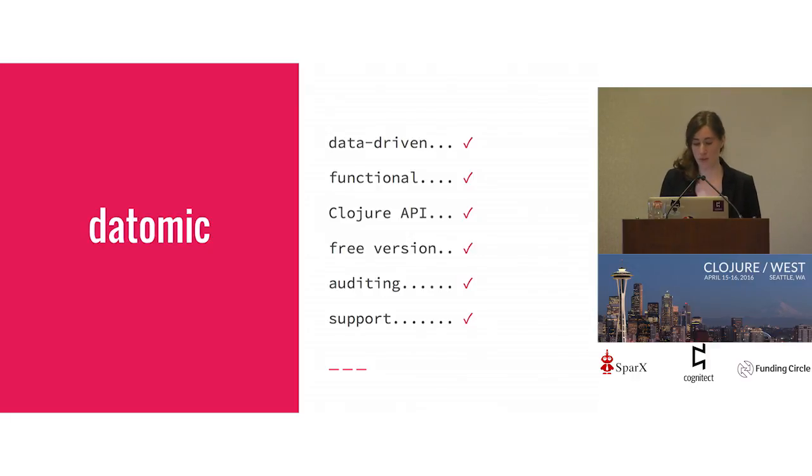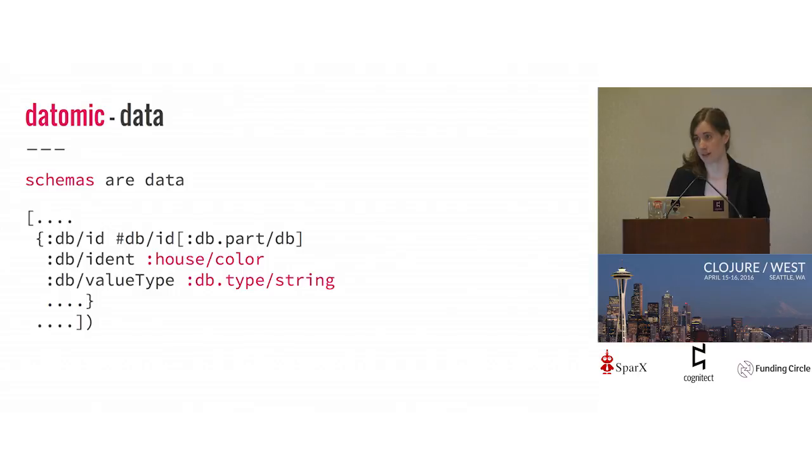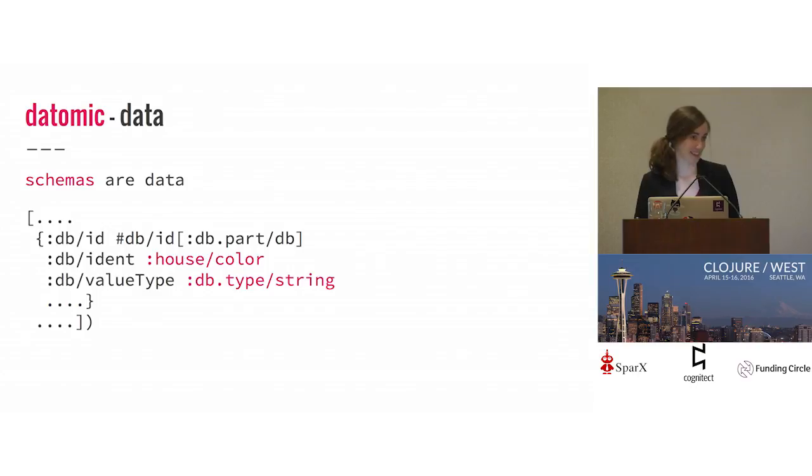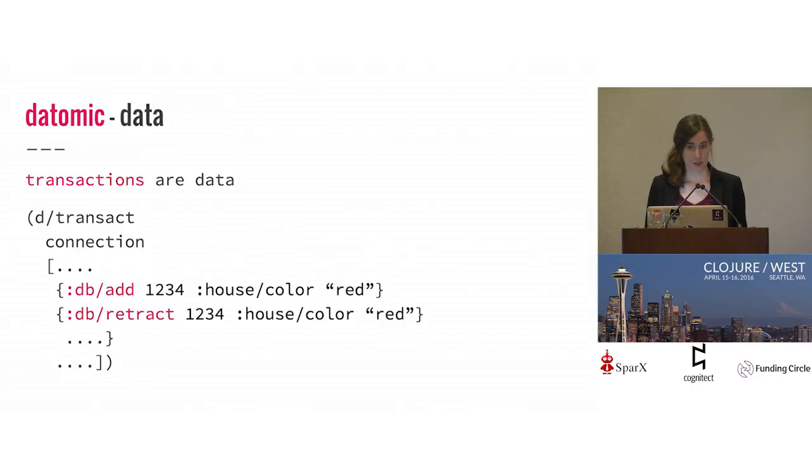The feature that we cared the most about was that it was data-driven. Everything is data, right? So schemas. Your Datomic schemas are data. I do not mean Prismatic schema. I really mean Datomic schema here. So if you're going to tell Datomic what kind of things are in your database, you're just using a vector of maps, of keywords, saying that I have a relation called house color, and it has type string, just data. You install that on the database via data.